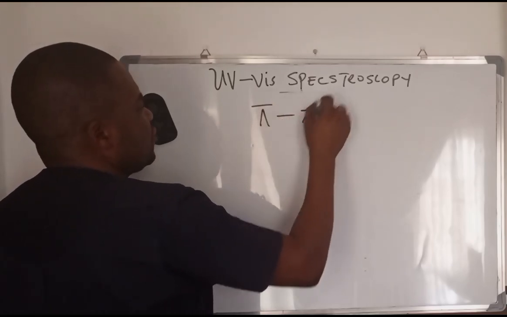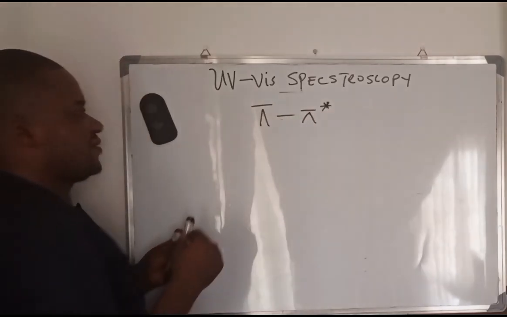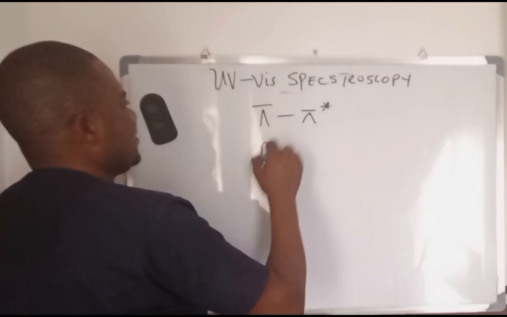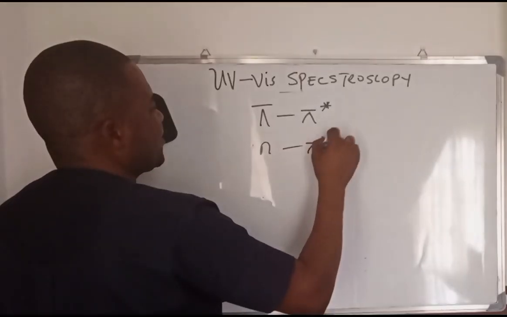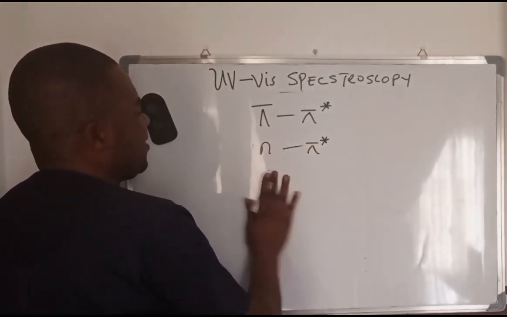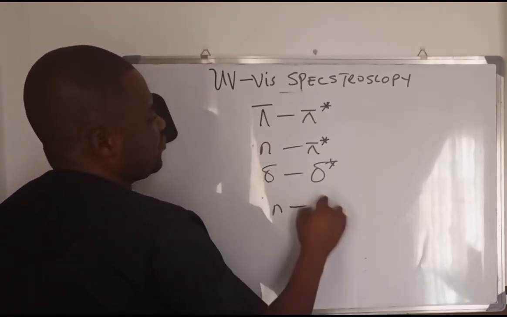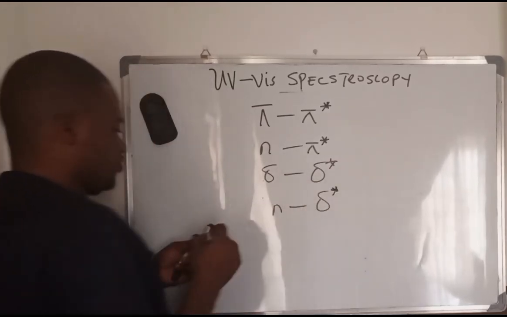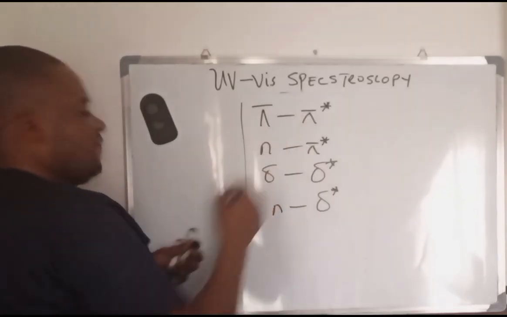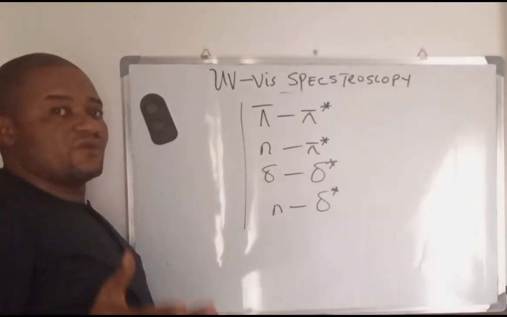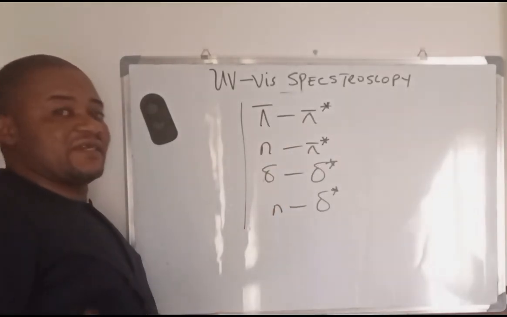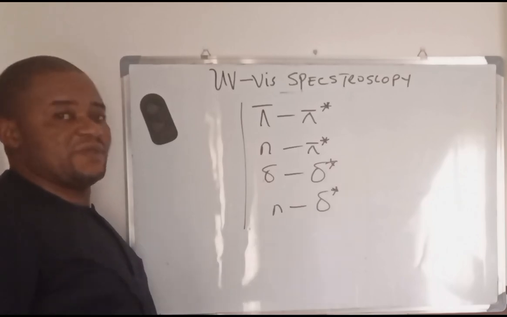pi to anti-pi transmission. We have the n to anti-pi transmission. We have the sigma to anti-sigma transmission. We also have the n to anti-sigma transmission. So these are the different 4 types of transmission, or let's say excitations, that you can also have, as the case may be.